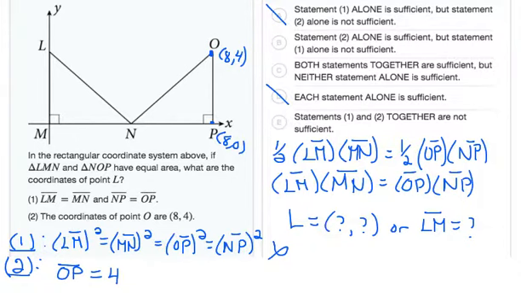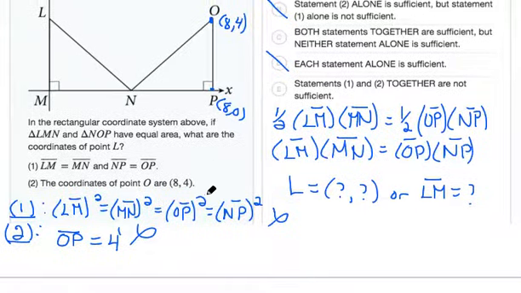But if MN, this line segment here, is bigger than NP, then LM is going to be less than OP, because the areas will then need to be equal. So since we don't know those lengths, or any other coordinate points, this statement alone is not sufficient. So statement 2 alone is not sufficient, and we can eliminate answer choice B. So as a last resort, we're choosing between C or E. We'll need to consider both statements together.